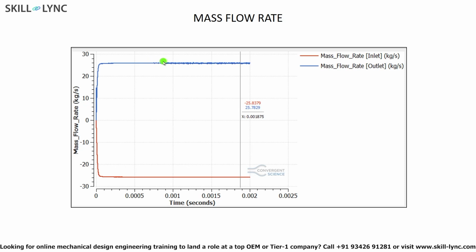And here you can see that there are a lot of fluctuations in the outlet mass flow rate. That is expected because you are having cavitation, and at the inlet the mass flow rate is more or less the same. Now here you can look at the two numbers together, 25.8379 and 25.7829. That's quite close to each other.